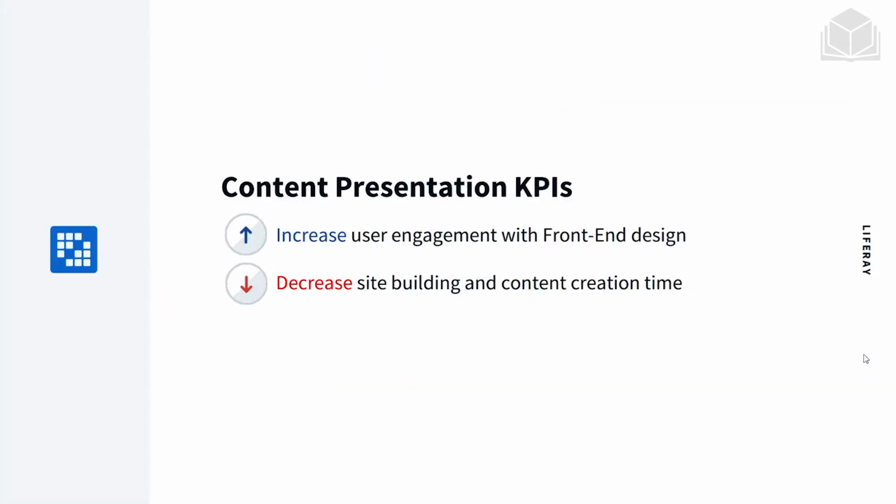So we'll be looking at content presentation KPIs, and what this is doing is twofold. First, it increases user engagement with front-end design, and this is good for a variety of reasons, for customer retention, for people interacting with the page. And then it also decreases site building and content creation time. And so this directly decreases turnaround time, decreases costs, which means that you have a shorter development lifecycle, and this is ultimately good for your use case too.